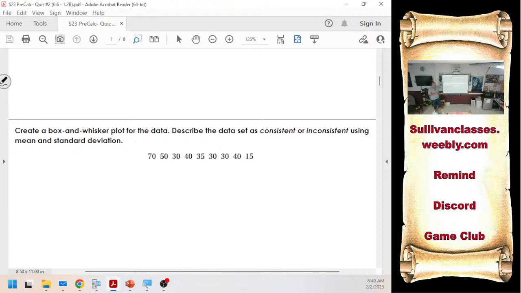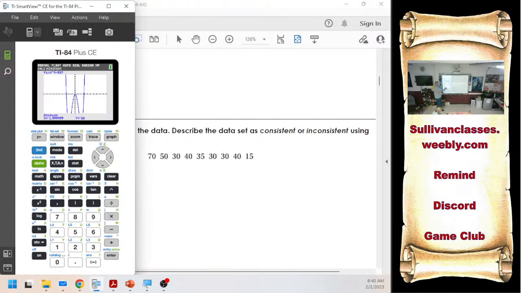Box and whisker plot of the data. Describe it as consistent or inconsistent using mean and standard deviation. How do I put data into my calculator? Stat, edit. Start typing, and I strongly recommend that you triple check the data. You don't want to get this wrong just because you accidentally said 53 instead of 35. Okay? 70, enter. 50, enter. 30, enter. 40, enter.